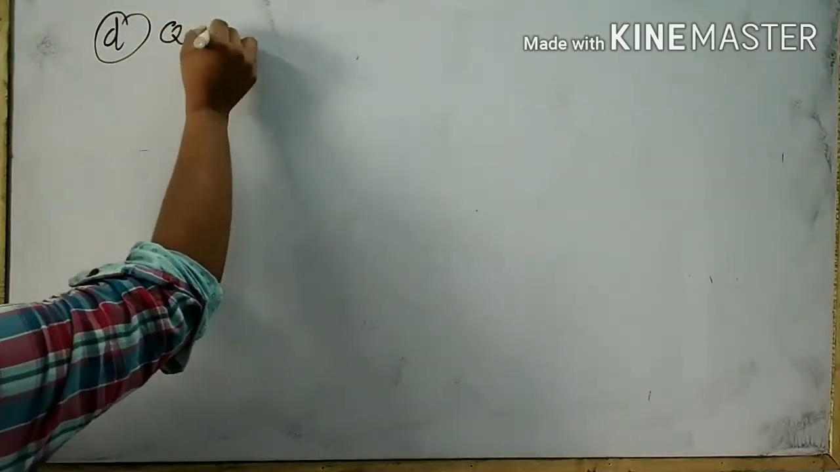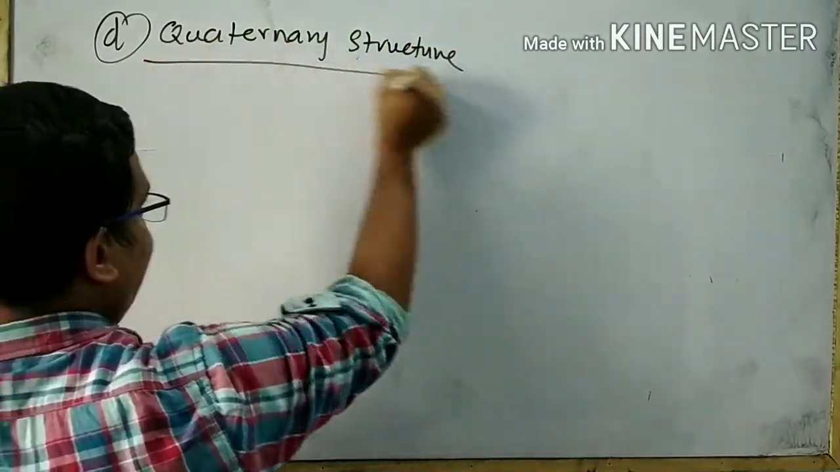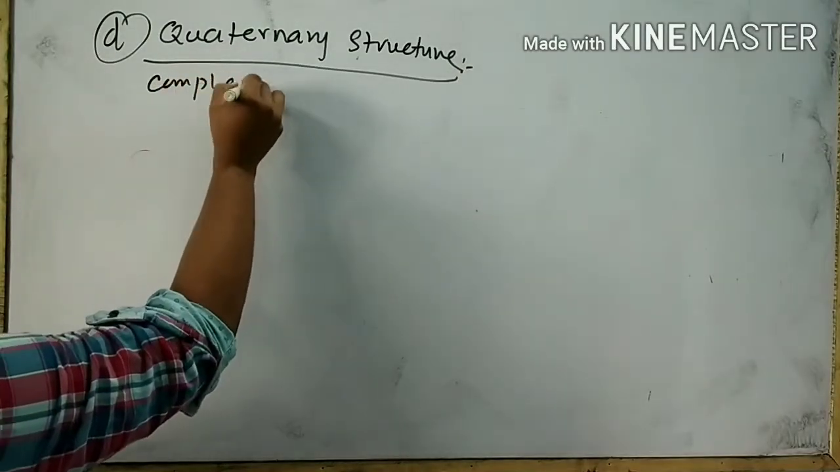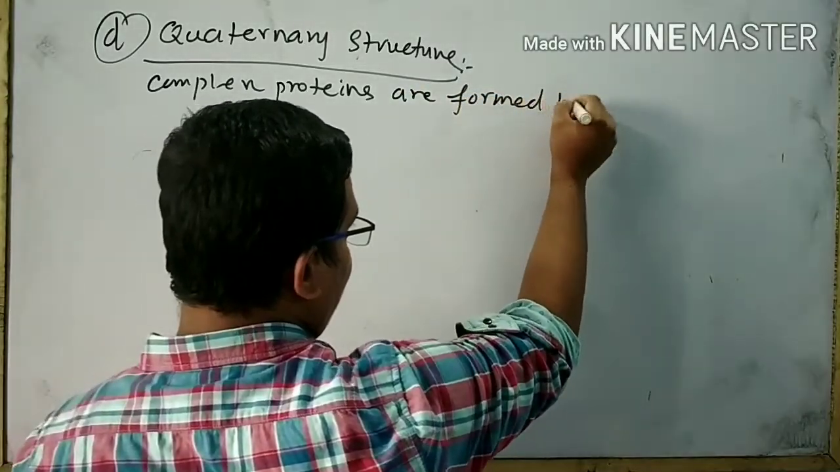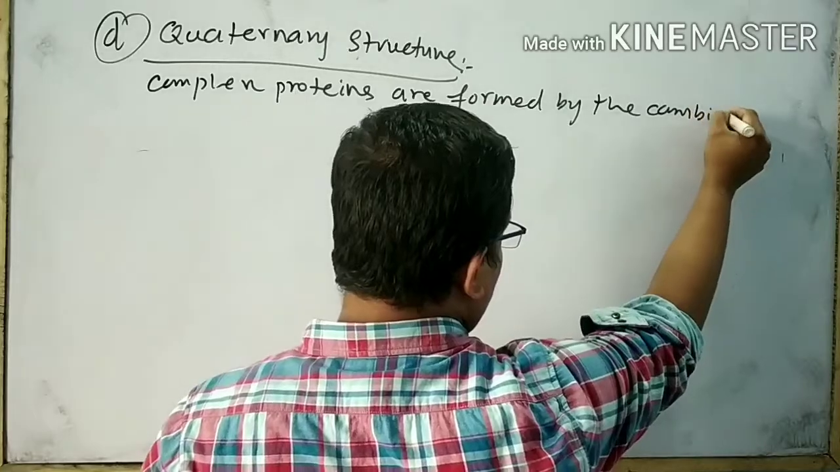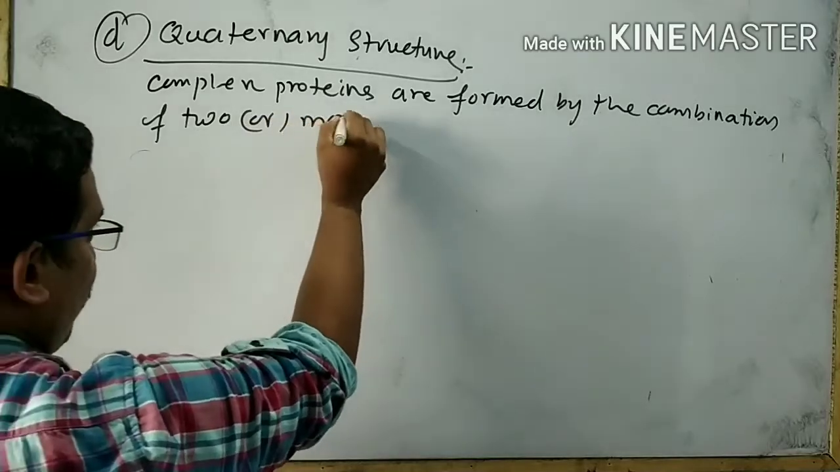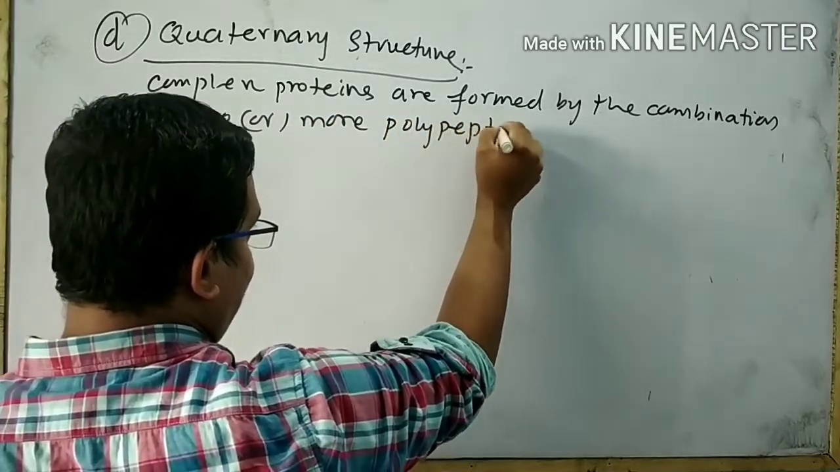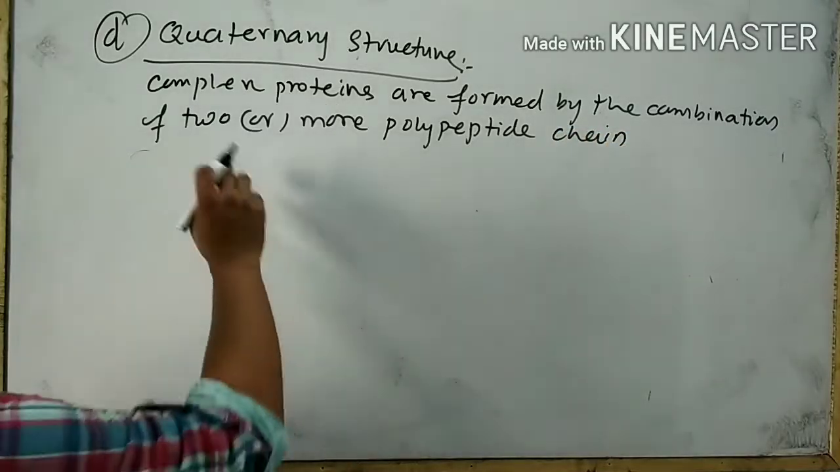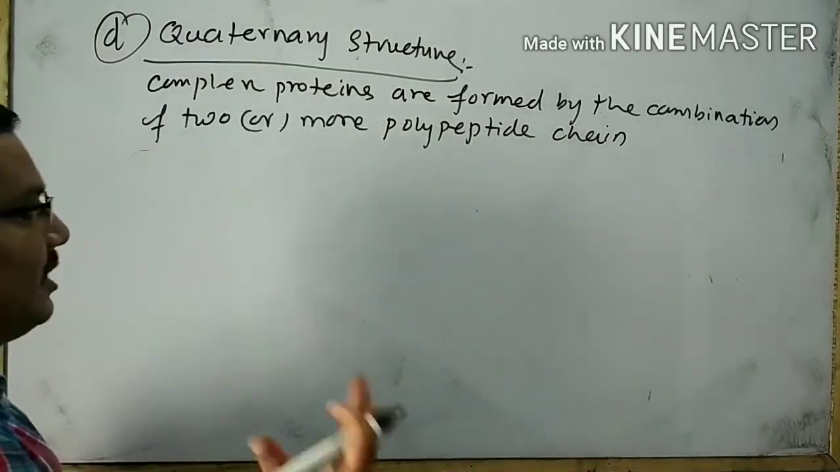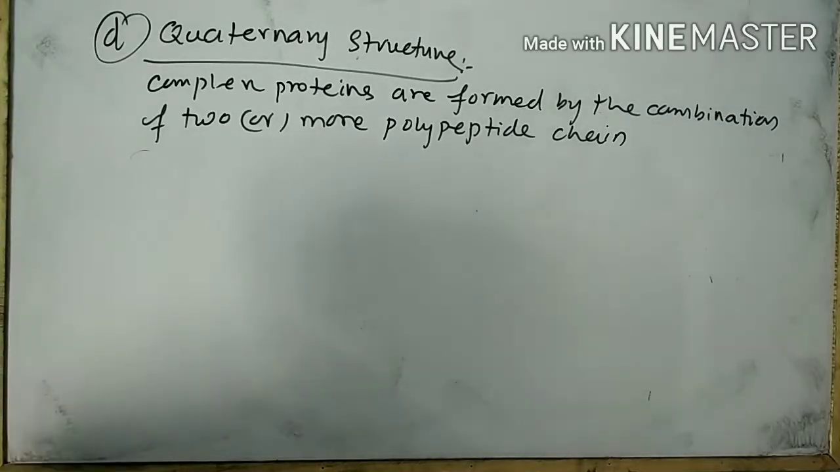Next I will discuss the quaternary structure of protein. Complex proteins are formed by the combination of two or more polypeptide chains. That means the quaternary structure deals with two or more polypeptide chains, and these polypeptide chains are already having primary, secondary and tertiary structure.